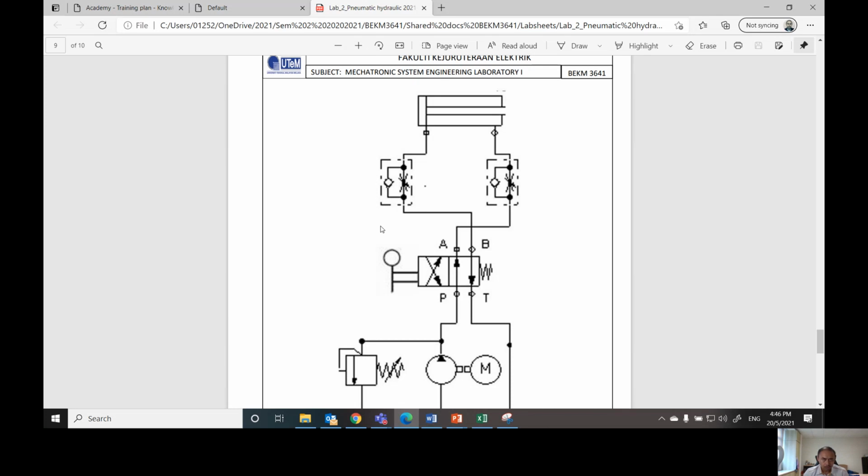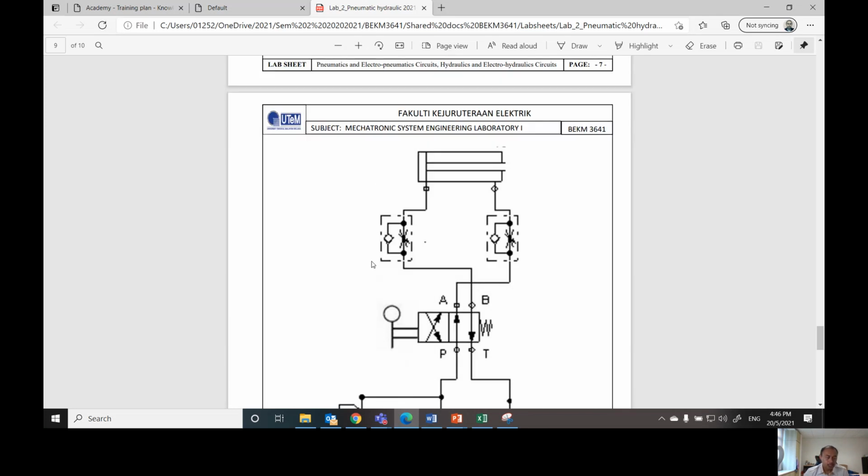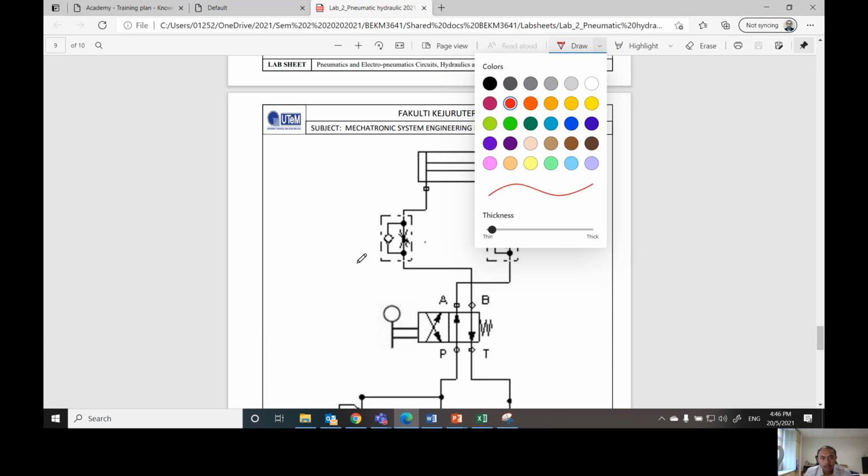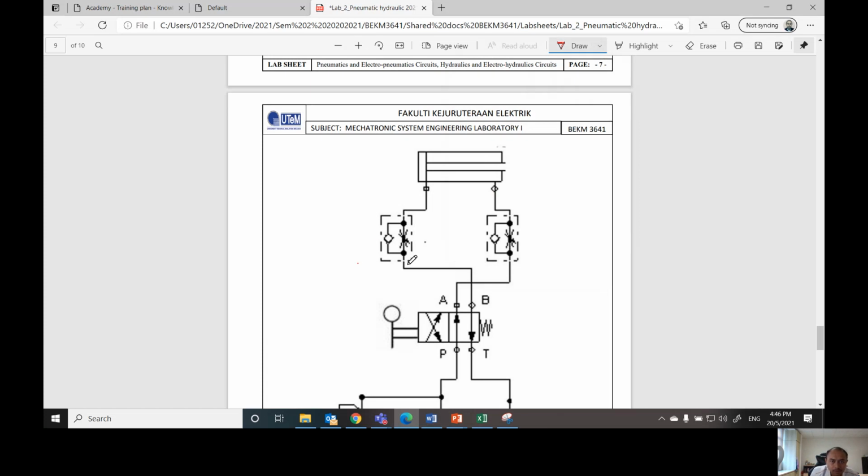No, in this case, no. In this case, it's different. During extension, it is a free flow. This is actually meter out, because during extension, the flow goes through here and then this is a free flow. So nothing happens. Free flow through here and the cylinder will extend.